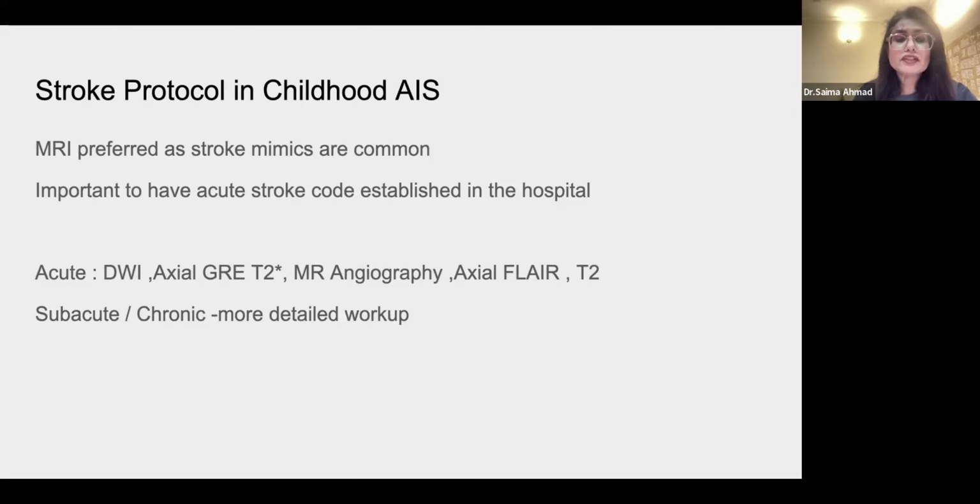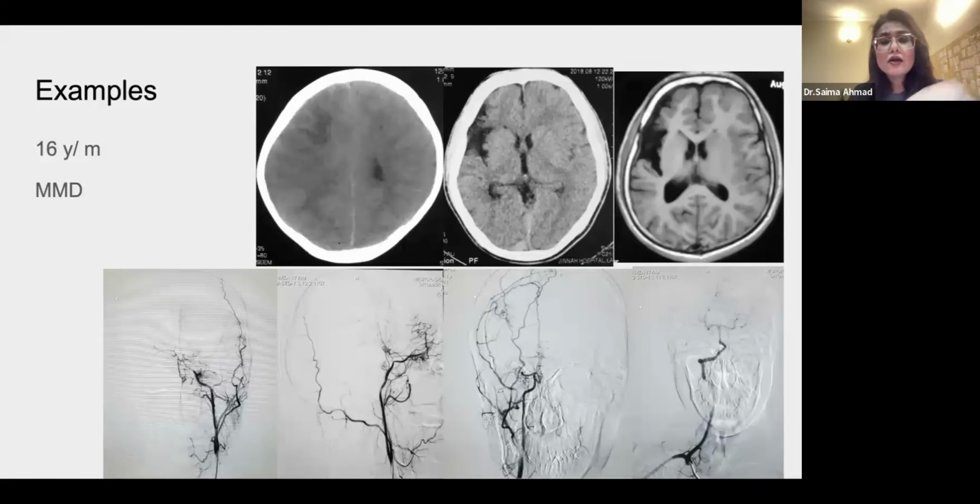If the patient comes with a subacute or chronic infarct, then we need a more detailed workup, in which we can have perfusion imaging, or we can have vessel wall imaging. Now, there are two examples. These are my own examples.